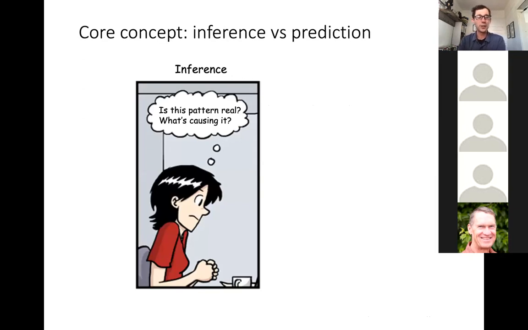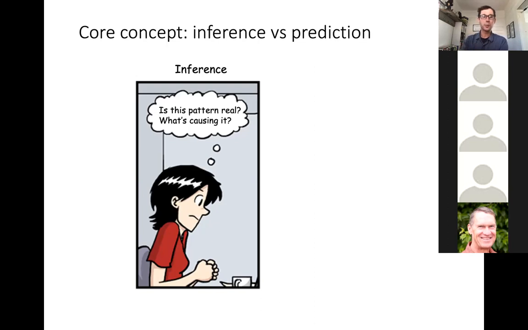Common questions that researchers might ask themselves if they're doing specific statistical inference on their data is like, is this pattern in the data real? Could it be an artifact of sampling variability? And if it is real, then what's causing it? Is it a causal relationship or is there some kind of confounding going on? And a lot of the statistical tools that we have are for answering questions like this, right?